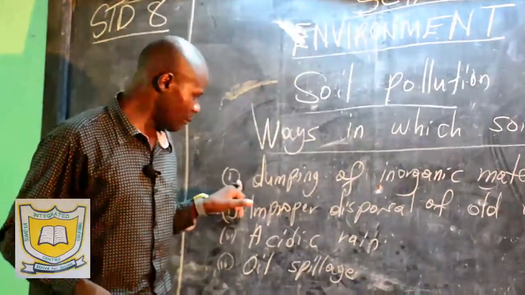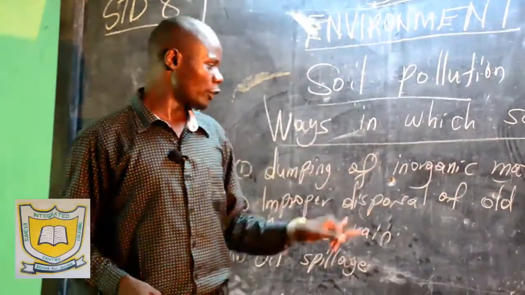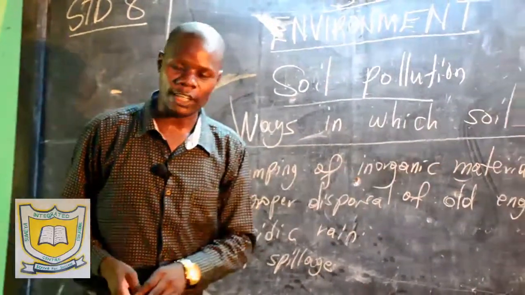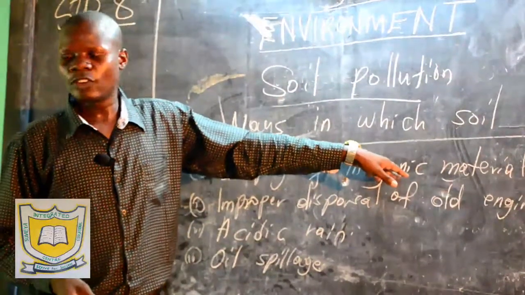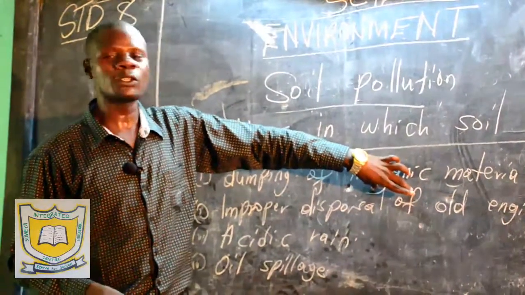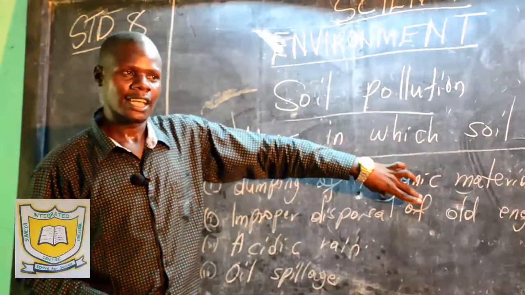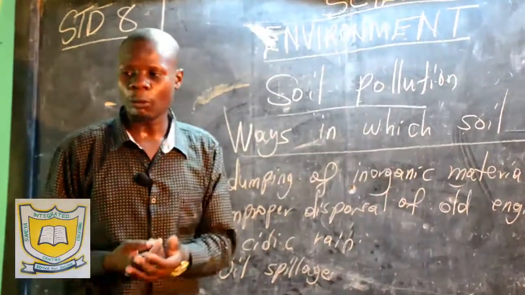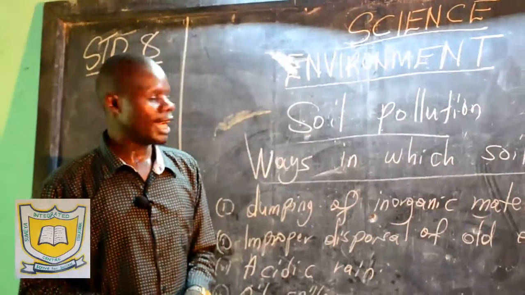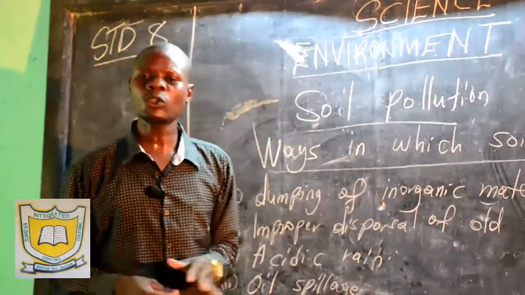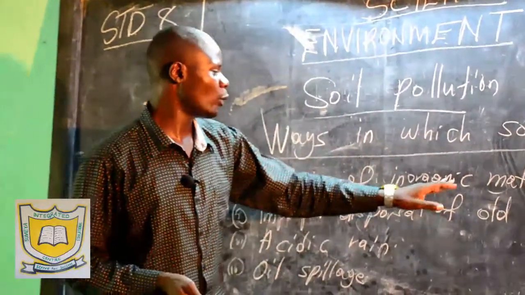Now, when we discuss the first one, dumping or introduction of inorganic material in the soil. When we talk about inorganic material, these are materials that cannot decompose. Materials like plastics, metals, polythene bags, and other materials that cannot decompose are what we call inorganic material.